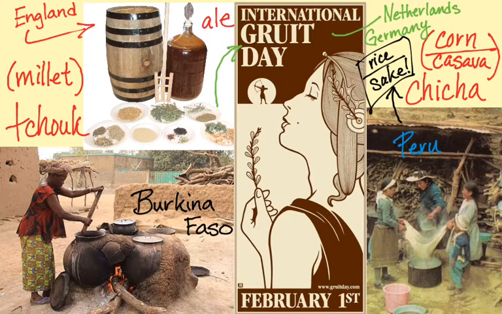Switch over to the lower right, and you have Peru making chicha. And chicha is a corn-based beer, but there are just as many types of brewings using rice that are associated with the same type of process.